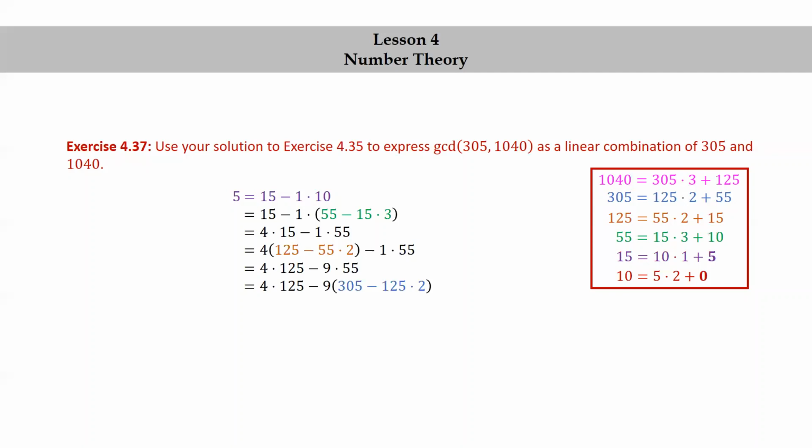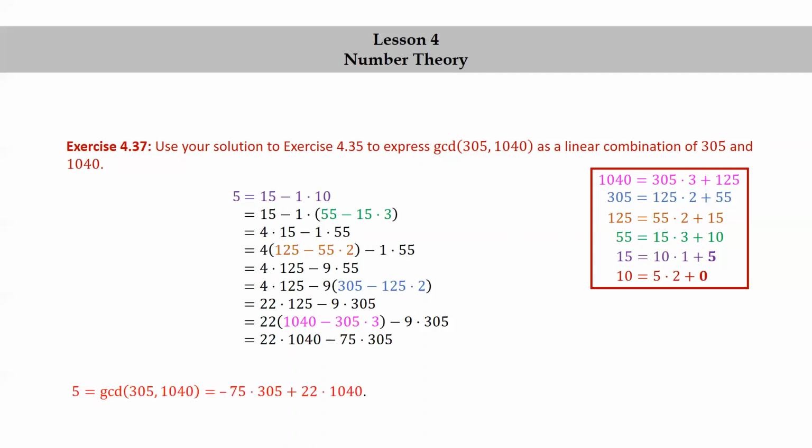Then we can replace 55 by 305 minus 125 times 2. Distribute to get 22 times 125 minus 9 times 305. And then we can replace 125 by 1040 minus 305 times 3. Distribute to get 22 times 1040 minus 75 times 305. Right, so 5, or the GCD of 305 and 1040, is equal to negative 75 times 305 plus 22 times 1040.